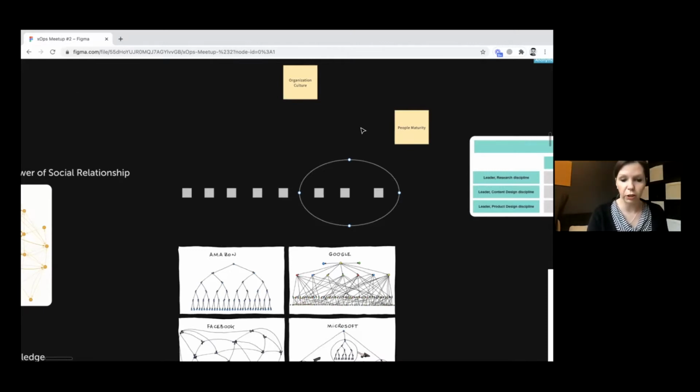If I can quickly share, I just quickly Googled one model. It's called the Competing Values Framework, and it basically looks at the organization's culture from two points of view. This is a study that was done in academia in the late 90s, so it's not something new. It's been around for a while, it's consolidated, and it's really interesting.